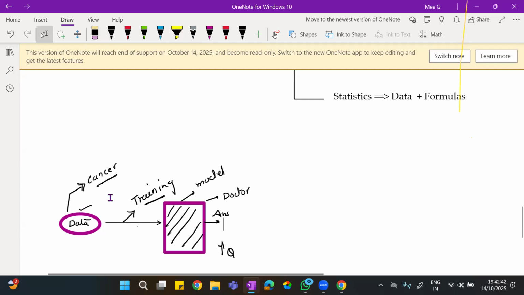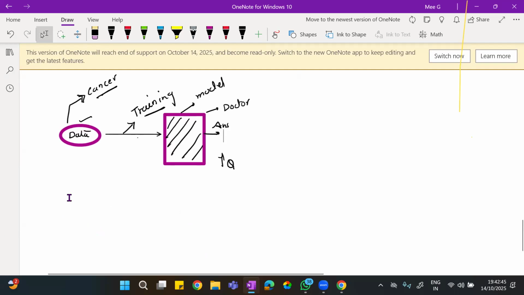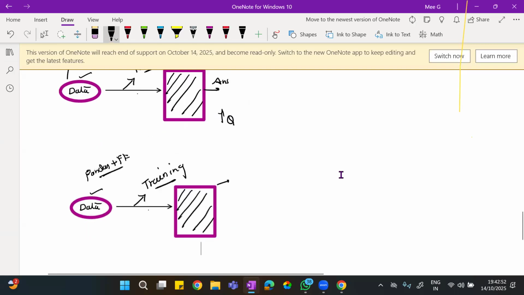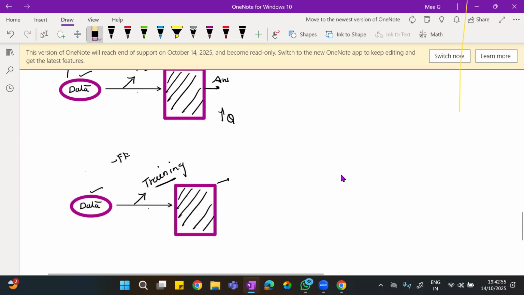Okay. Now, if you are dealing with the same model, but you are giving stock market data, for example, stocks, then this is our model. This model acts like a stock market expert. It will start giving you answers to whatever queries you raise.